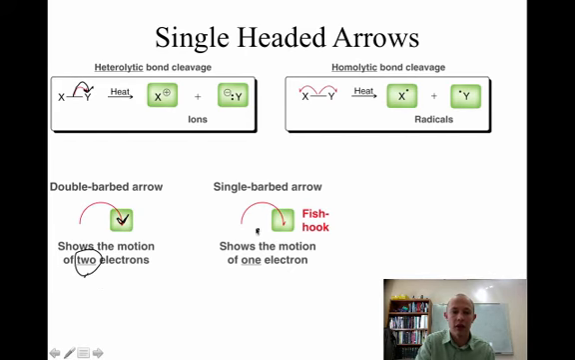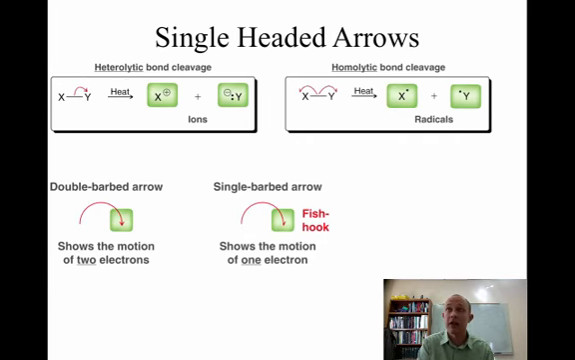So how are we going to show one electron? Well, we're going to use a fishhook arrow that essentially only has one prong. This arrow means one electron from the bond went to Y. This arrow means one electron from the bond went to X. So now in the resulting products, each species has a single unpaired electron. We generated two radicals from homolytic bond cleavage. The bond broke, each atom got one electron, as opposed to heterolytic bond cleavage.